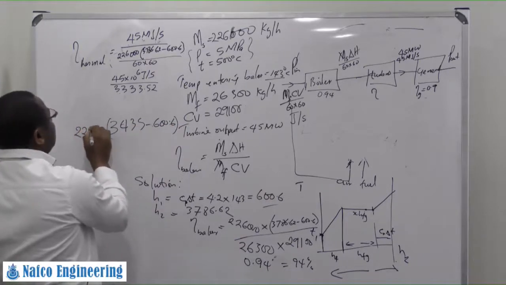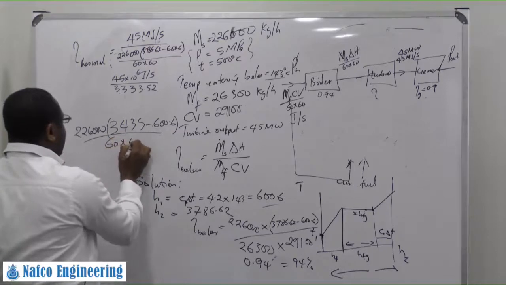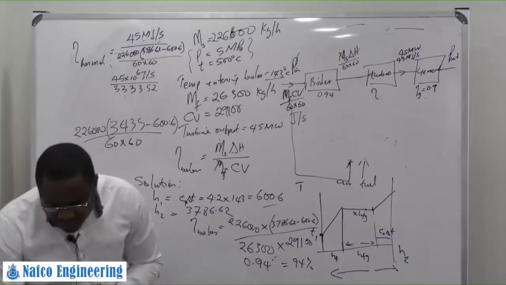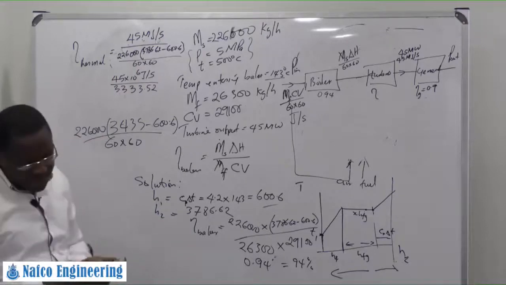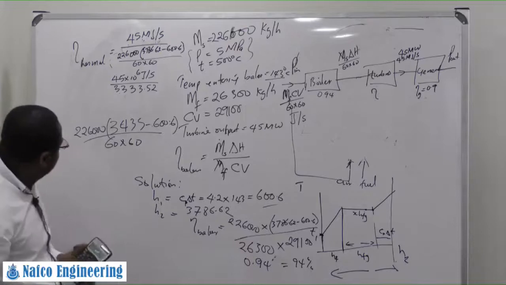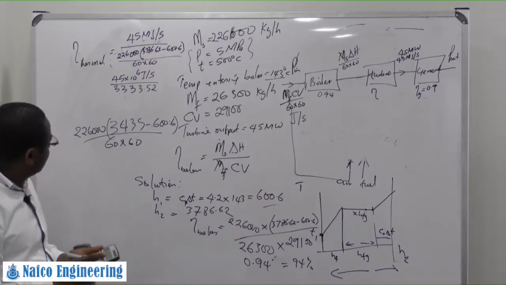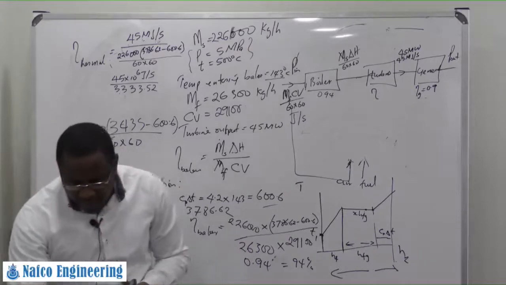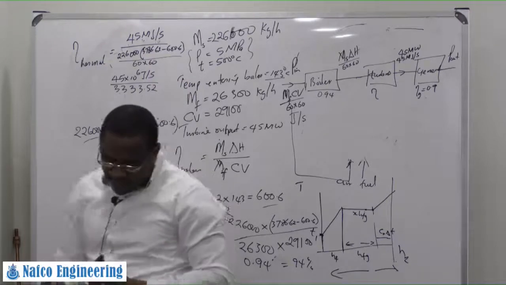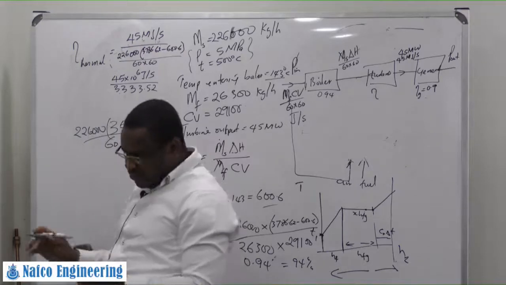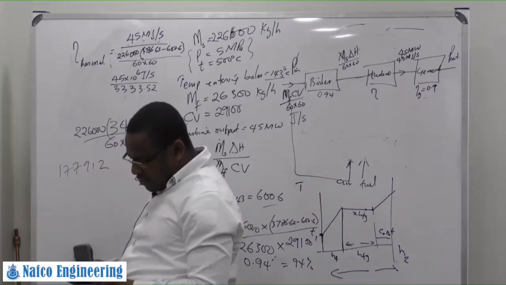Now by 226,000, and then divide by 60. Okay, let's see. What did you say? 3453, eh? It's 912.